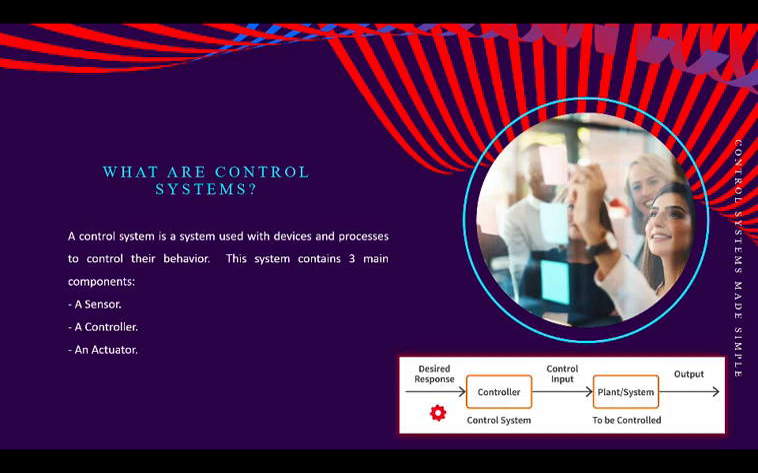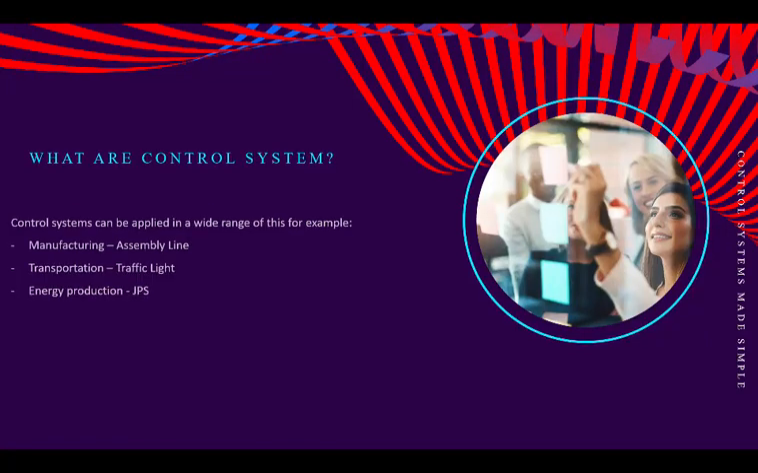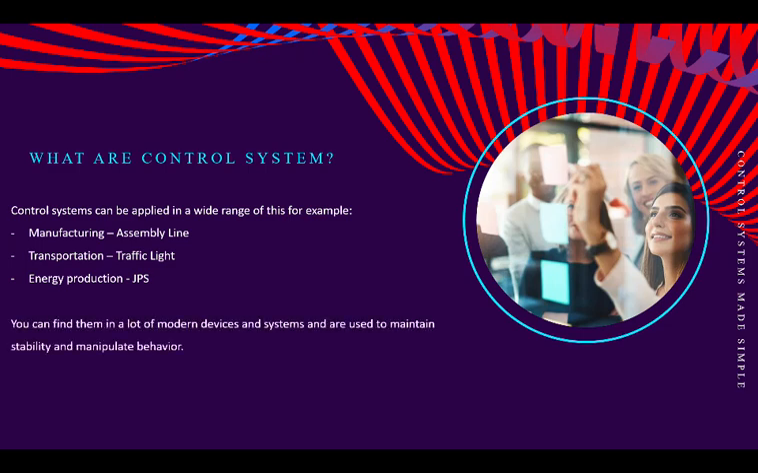So we'll move on to the next slide. On the next slide, we have some examples that would help to further your understanding of what a control system is. As it says, control systems can be applied in a wide range of things, for example manufacturing, transportation, and energy production. In manufacturing, you would have your assembly lines, your car lines. You put together parts of cars and then send them out to customers who are willing to purchase.